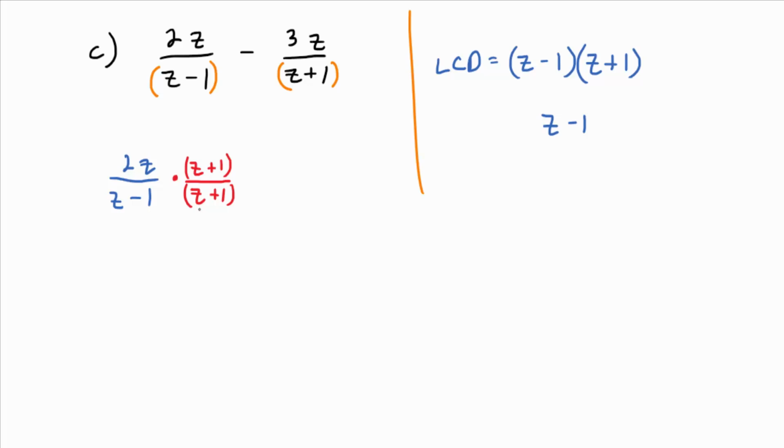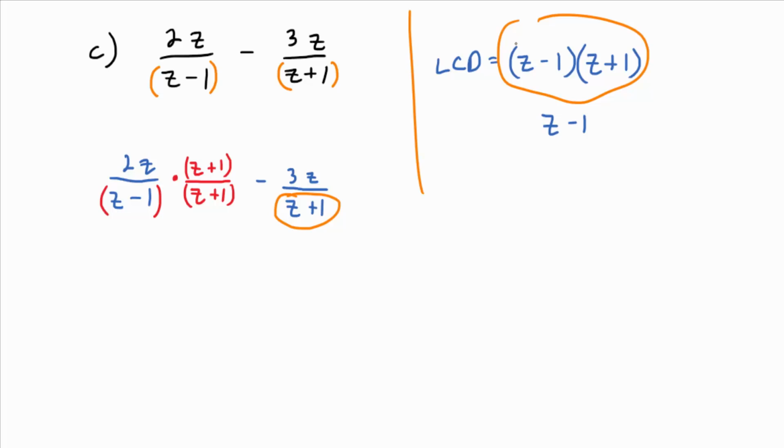Now, when you multiply and you have quantities, it's a good idea to start putting in the parentheses that are supposed to be there. They're implied anyway by the division operation. The division bar implies those parentheses are there. Okay, and then the second one, we have minus 3z over z plus 1. So you look at this denominator. What is it missing from the LCD? What factor?